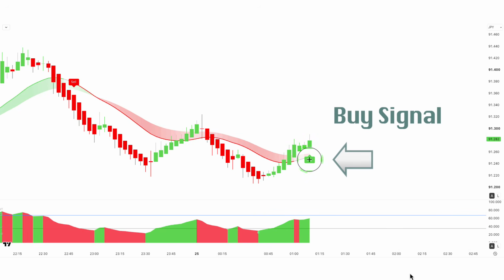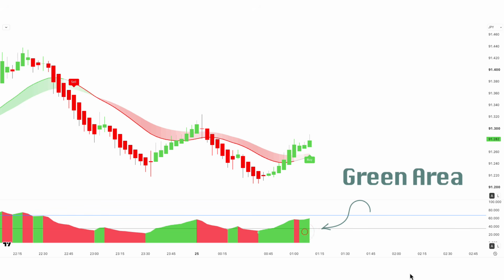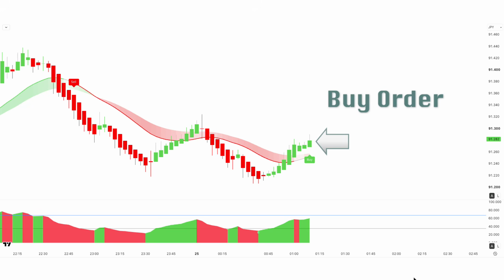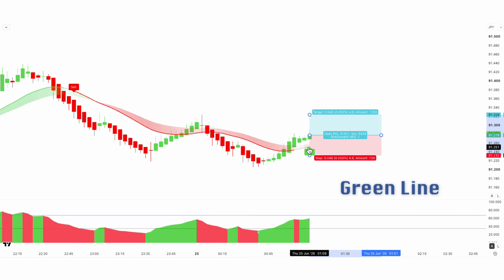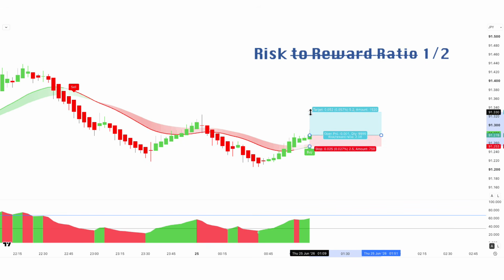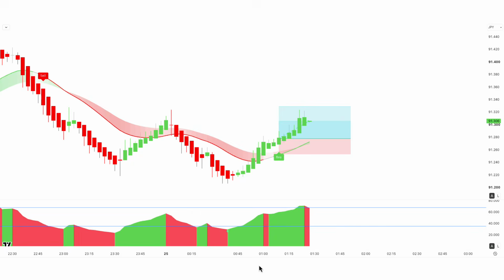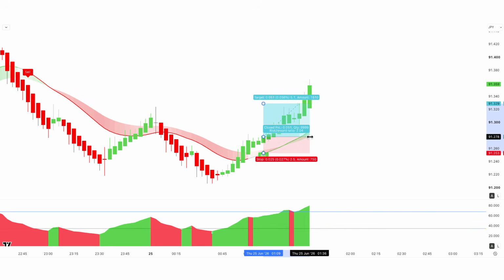When the Bearish and Bullish Toolkit label up appears, this is a buy signal. When the RSI market structure indicator shows a green area, and the market forms a bullish candle, if this condition is fulfilled, then we will place a buy order. Our stop loss is to be placed at the green line, and the risk to reward ratio will be 1:2. The market has completely hit the target.